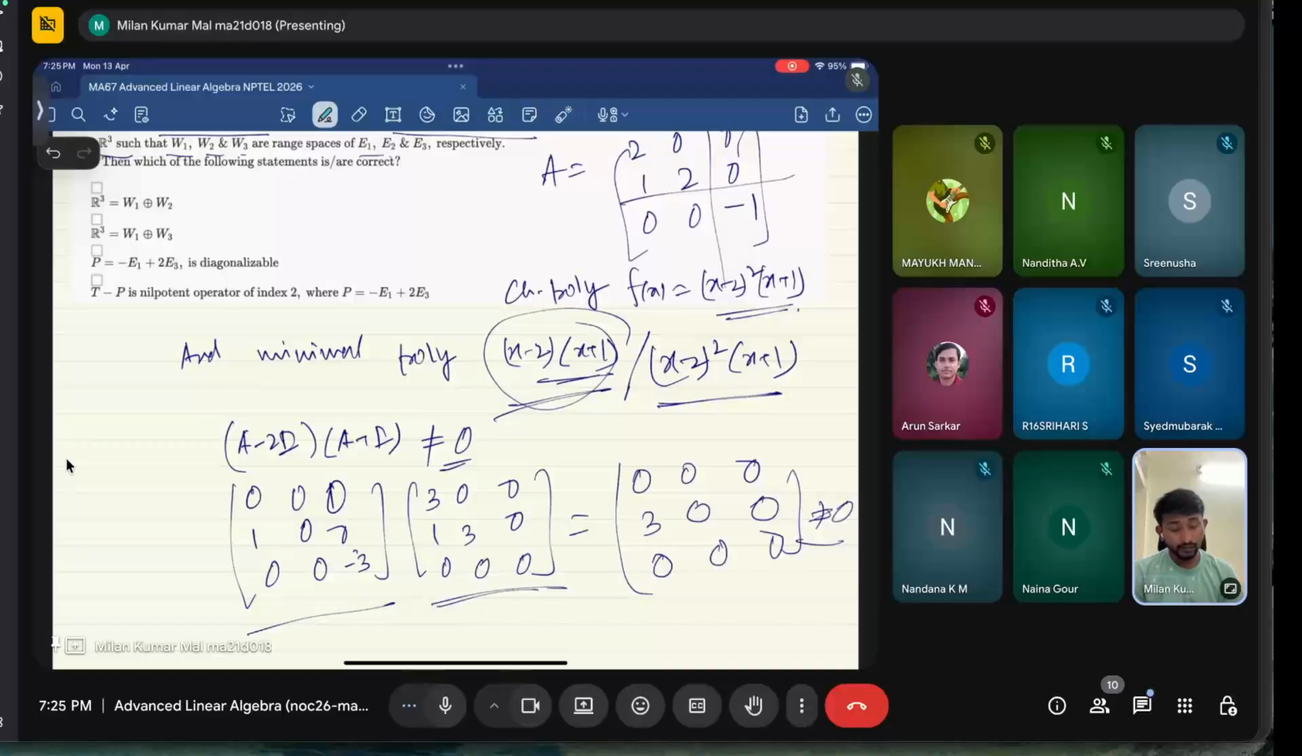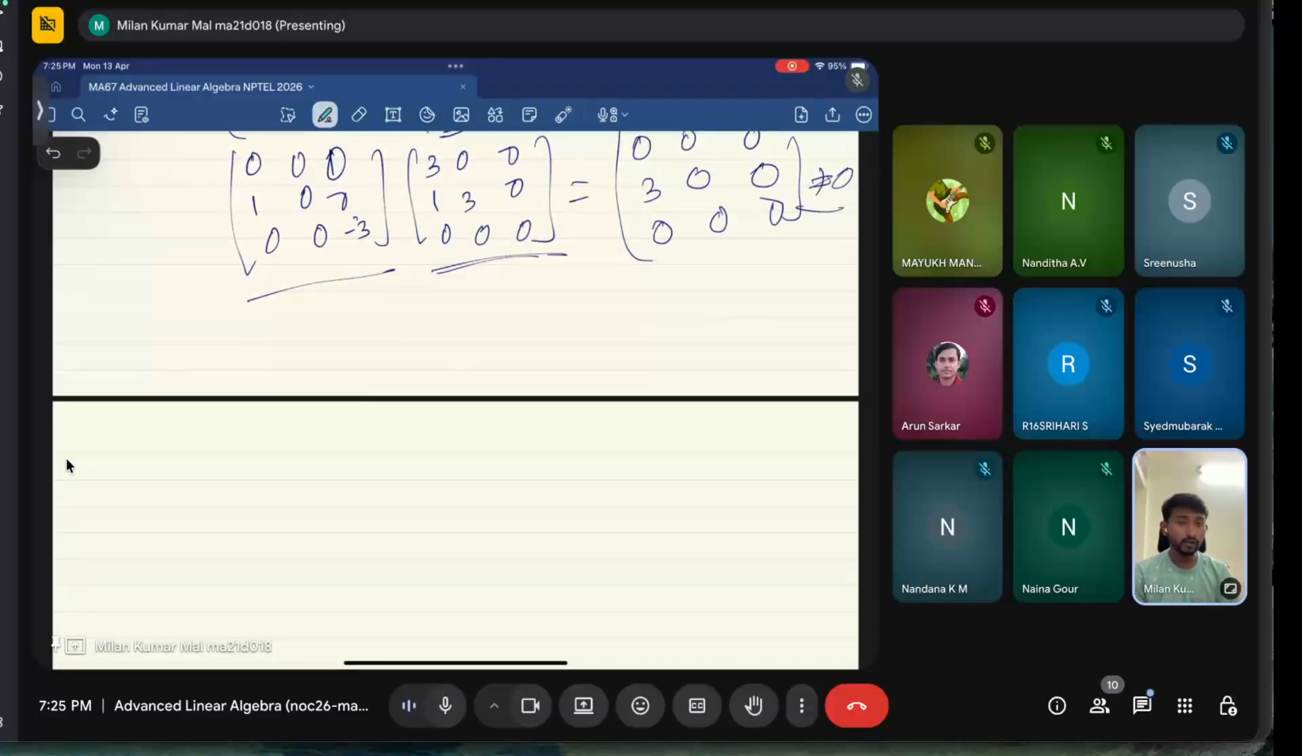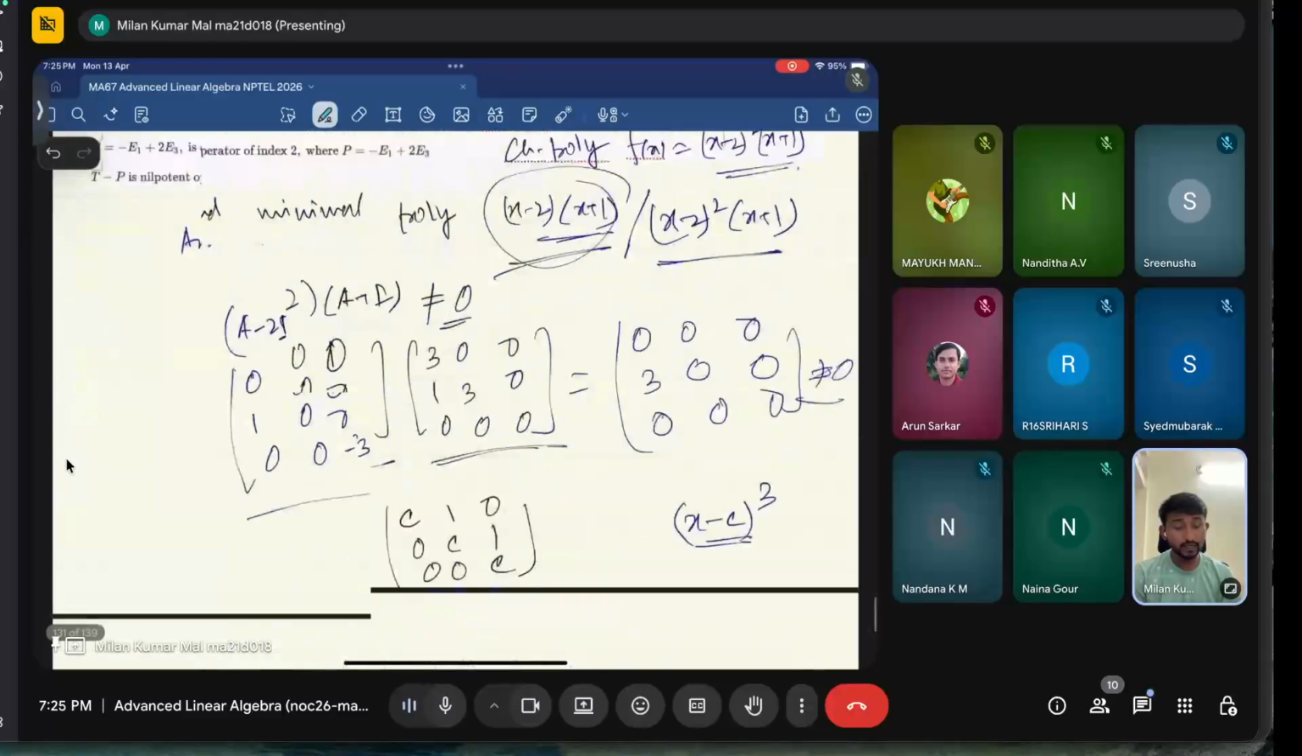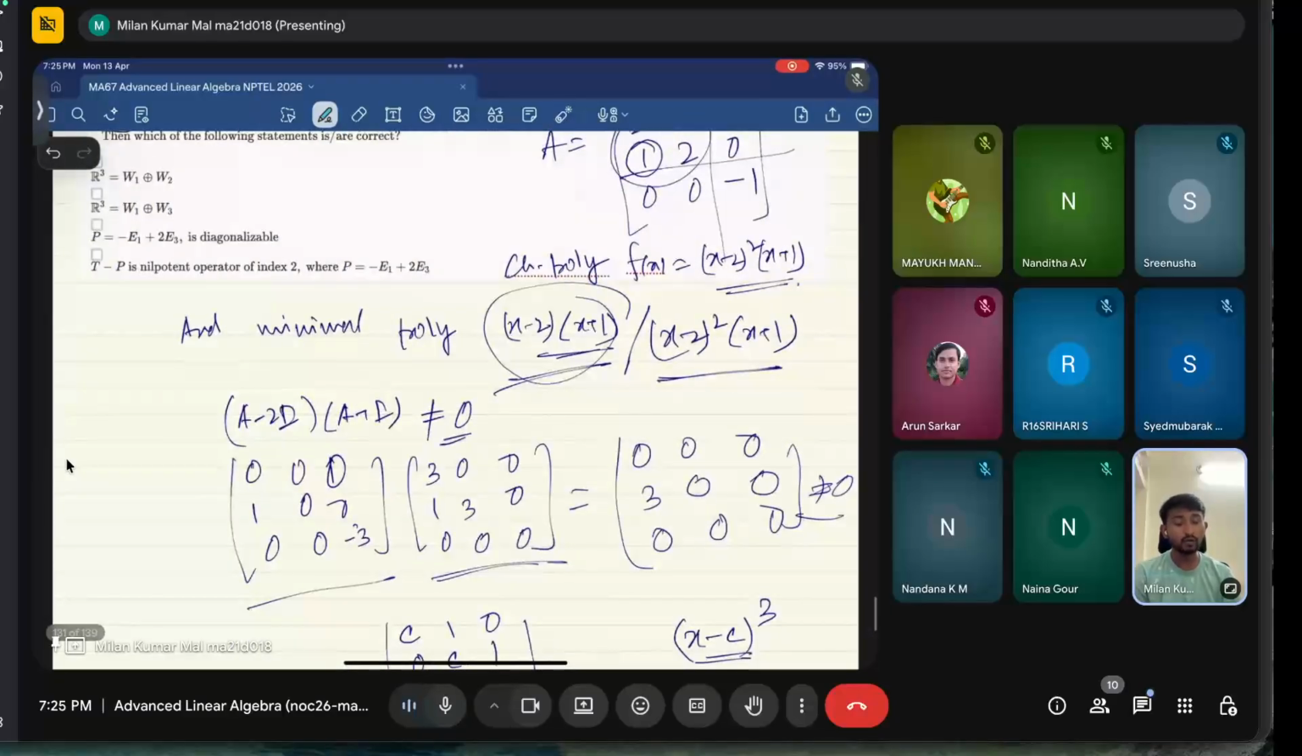And why is this happening? If you remember, in the Jordan canonical form, suppose in the minimal polynomial we have something like x minus c to the power 3, then there will be at least one block of 3 by 3 corresponding to c, and that block is like c 1 0, 0 c 1, 0 0 c, right? So here we have this type of block, and you can't reduce this one to 0 without squaring it. Here is a similar block but corresponding to the 2 by 2 matrix and 1. So that's why it is not there.